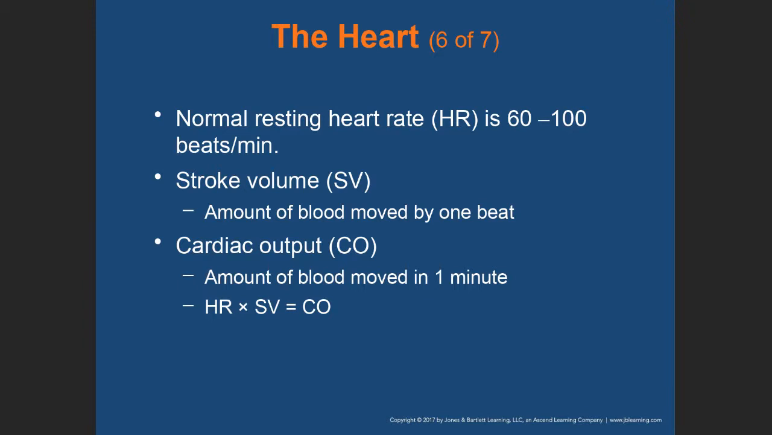Now, the stroke volume is the amount of blood that is moved in one beat. That's what we call stroke volume. Cardiac output is the amount of blood that is moved in 1 minute, and that is based on how fast the heart is beating and what we call stroke volume, right? And if the heart rate is good and we have enough blood to circulate, then we will get good cardiac output or blood pressure, right?